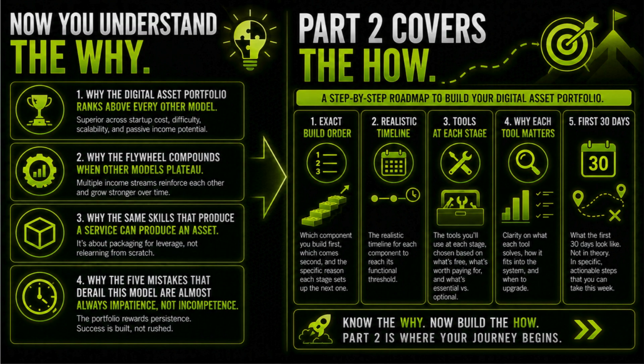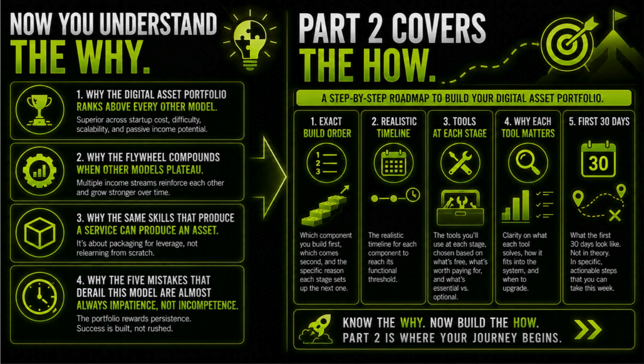Now we understand the why. Why the digital asset portfolio ranks above every other model. Why the flywheel compounds when other models plateau. Why the same skills that produce a service can produce an asset, if they're packaged differently. And why the 5 mistakes that derail this model are almost always the result of impatience rather than incompetence.